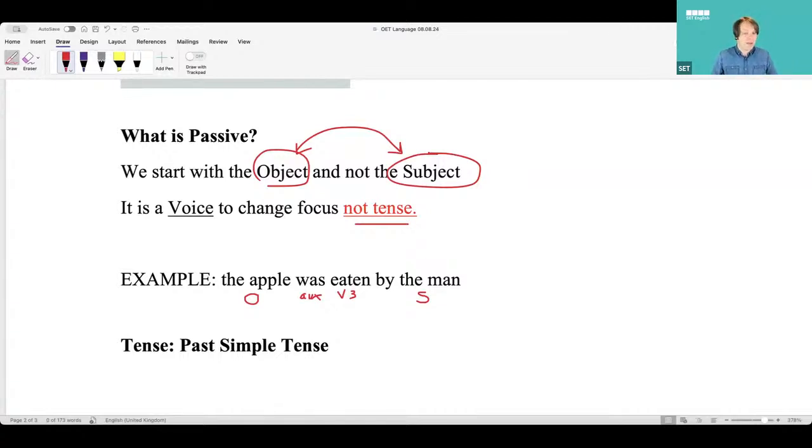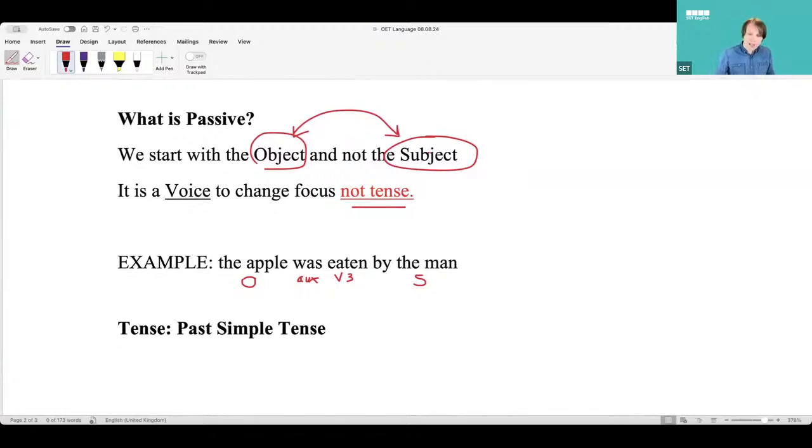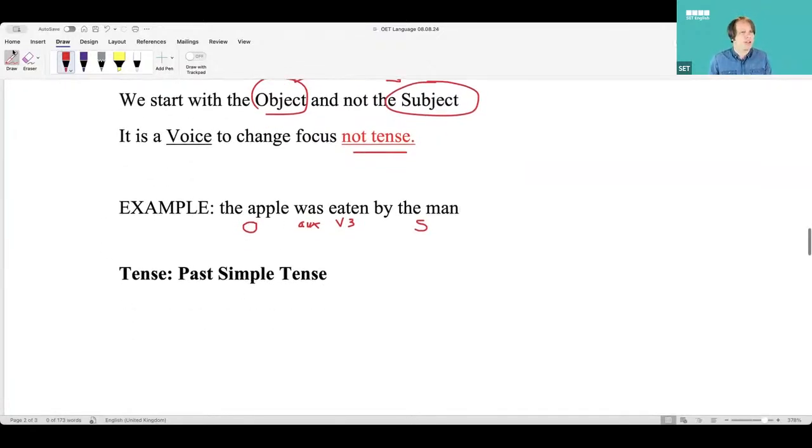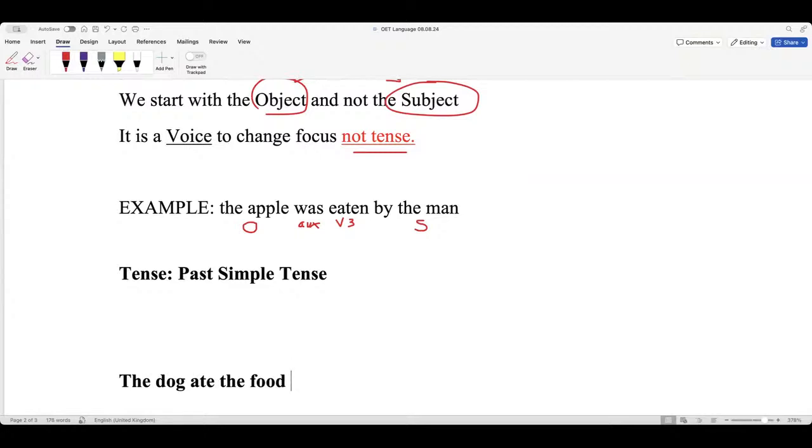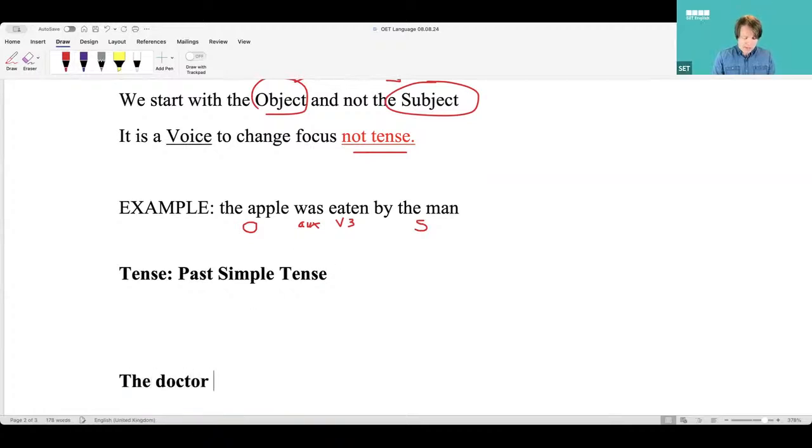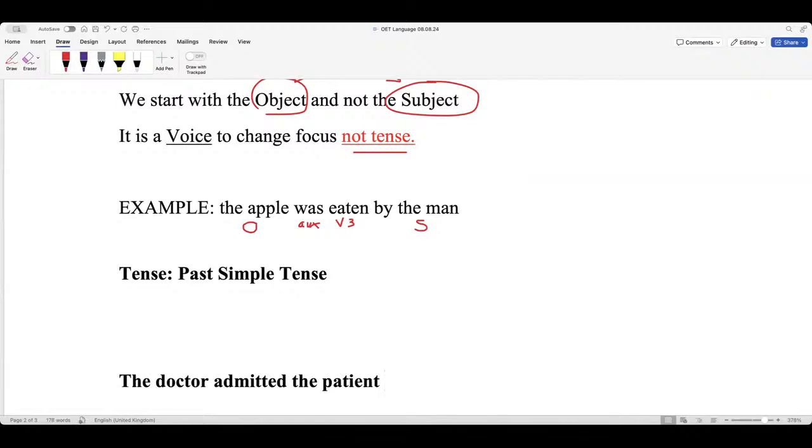Okay. For example, if I say the dog ate the food, what's the passive of this, guys? The food was eaten. The food was eaten by the dog. If I say the doctor admitted the patient, what's the passive? The patient was admitted.